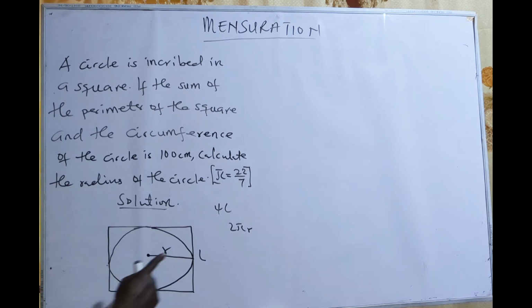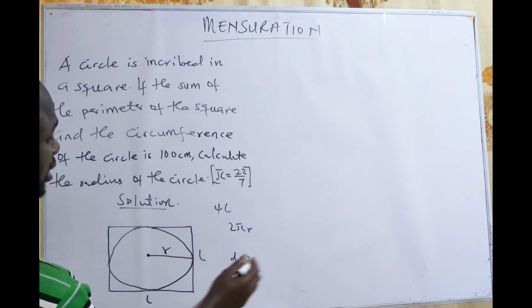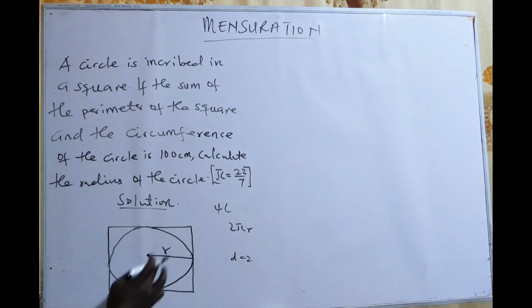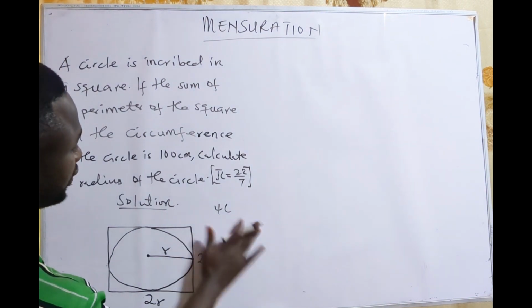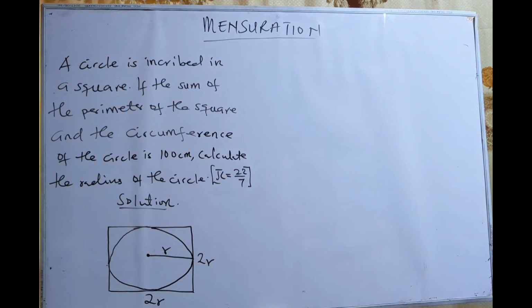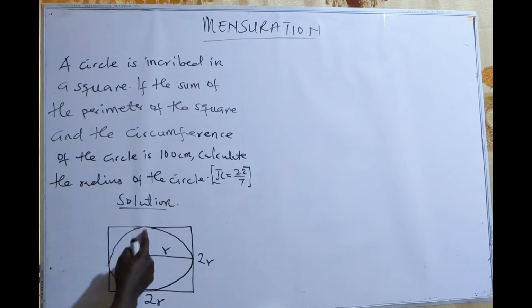So this is half of the length of the square, and the full length will be 2 times the radius. 2 times the radius is equal to the diameter. So let me express the length in terms of r. Here will be 2r, and here is also going to be 2r, so that it will be simple for us. If it is expressed in terms of one variable, it will be easy for us to solve. The same way, from here to here is also a radius, and from here to here is also a radius, so 2 radii is equal to the diameter.